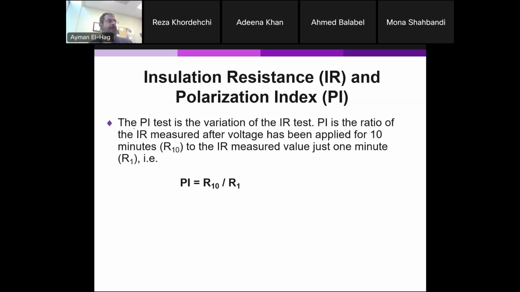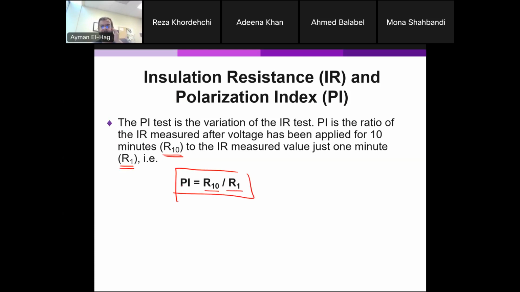We will come up with the polarization index. The polarization index is one of the most common formulas. It's a division between the resistance after 10 minutes and the resistance after 1 minute. So the polarization index is R10 divided by R1. That is your polarization index.